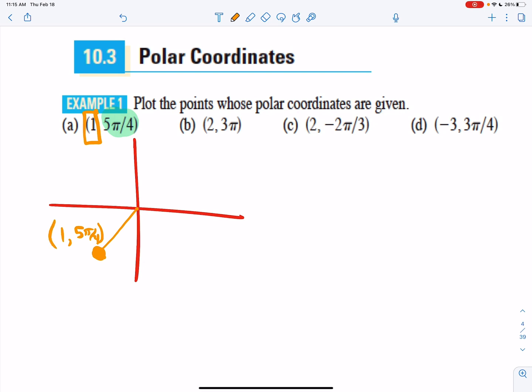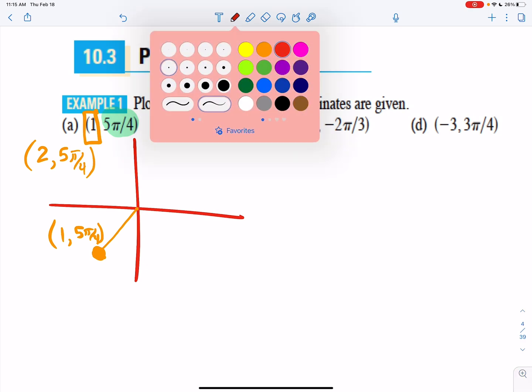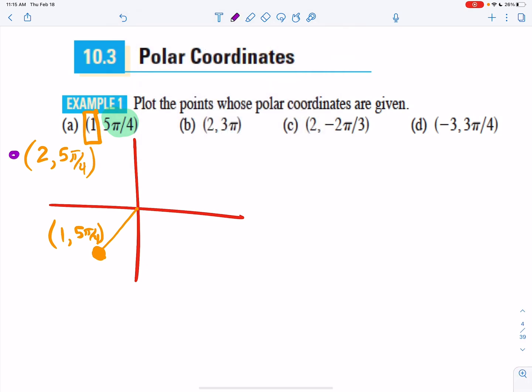All right? Let's try another one. So let's say I wanted to graph 2 comma 5 pi over 4. That would just mean that I'll use purple here. If I want to plot 2 comma 5 pi over 4, 5 pi over 4 is over here, but you're going to go twice the amount. So you're going to be somewhere over here. Looks a little bit weird. Okay, let's keep going. Here's part B.